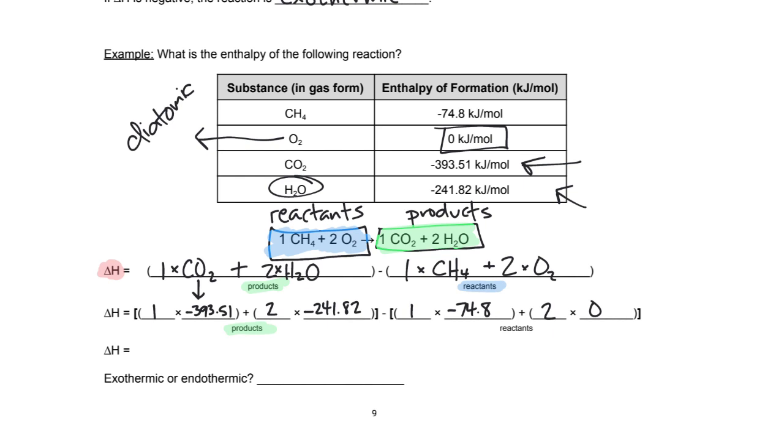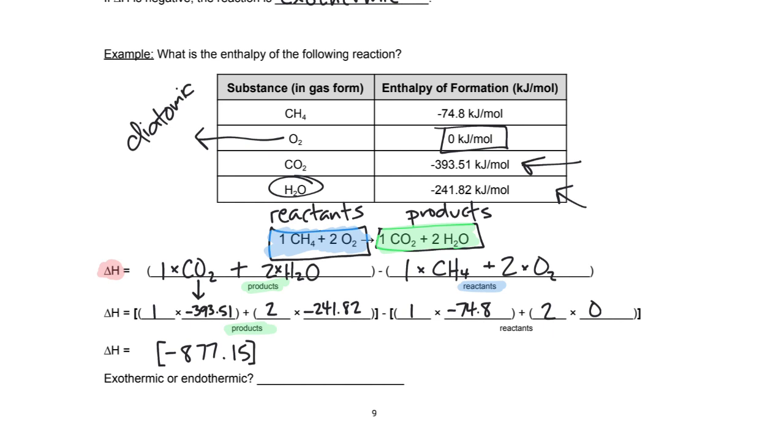But we're going to start with the products. So what you need to do is add up just the products section. So we've got 1 times 393.51 plus 2 times negative 241.82. If you type that into a calculator, for the products, you're going to have negative 877.15, and that's going to be for our products.